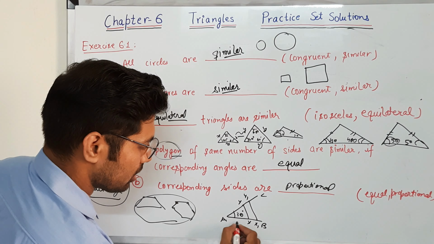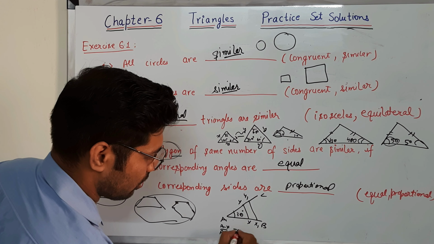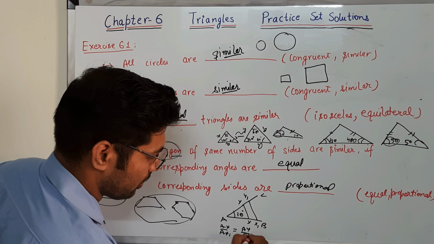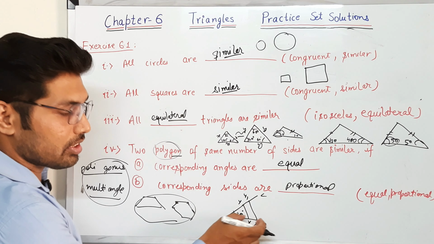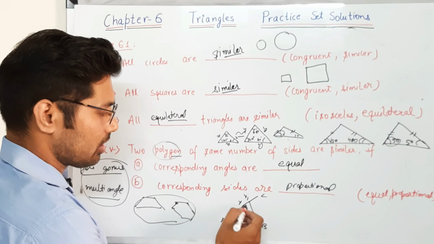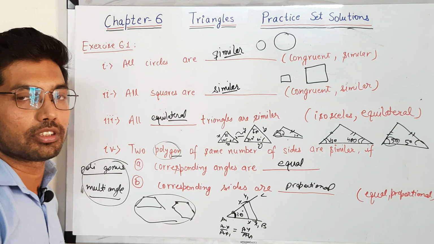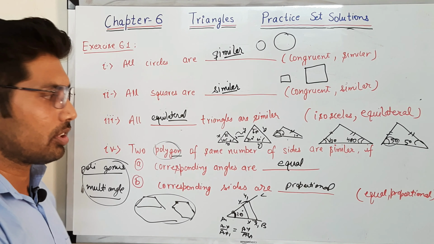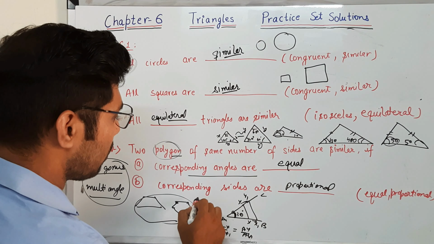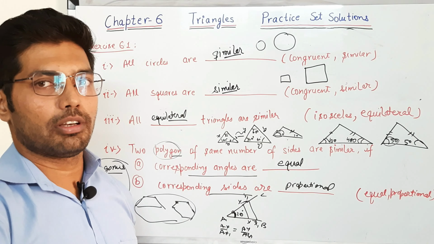For example, AX upon AX1 is equal to AY upon AY1. So now these sides are proportional, they have increased by the same multiple, but the angle is the same. The angle will not change, the sides will become proportional. That's why we say corresponding angles are equal, corresponding sides are proportional. The ratio of the sides will be the same.